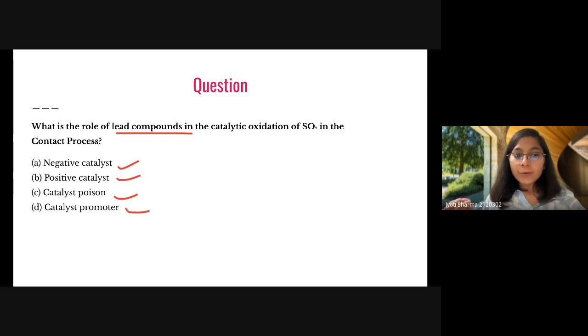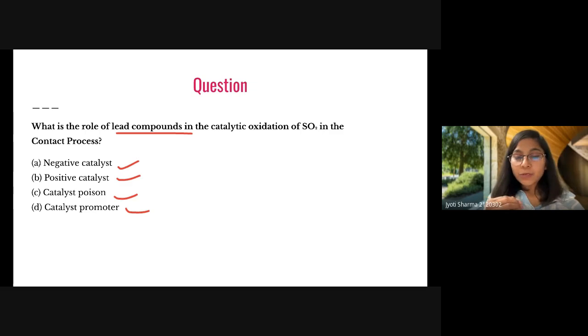We already have talked about negative catalyst. What will a negative catalyst do? This will reduce the rate of reaction. Okay. Positive catalyst, this will increase the rate of reaction. Catalyst poison. So we have a catalyst, and again we have another compound. That compound can inhibit the activity of the catalyst. Okay, so for example, if a catalyst is increasing the rate of the reaction, but if we put some catalyst poison, that will inhibit the activity of the catalyst, and that will slow down the rate of the reaction. Okay, so this is catalyst poison.